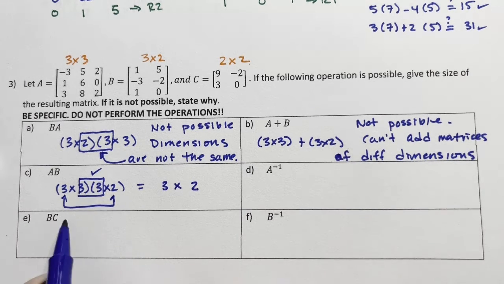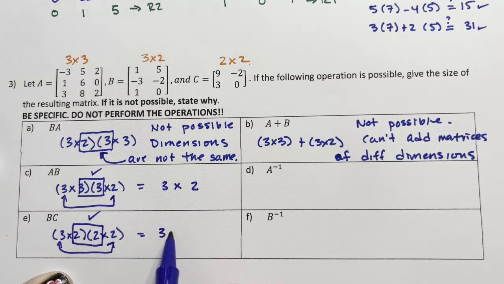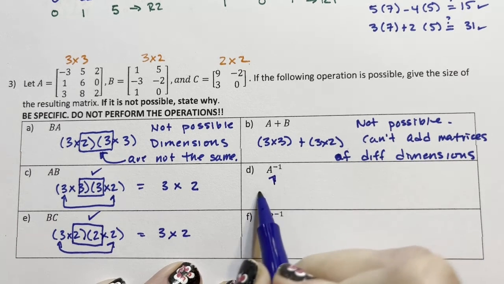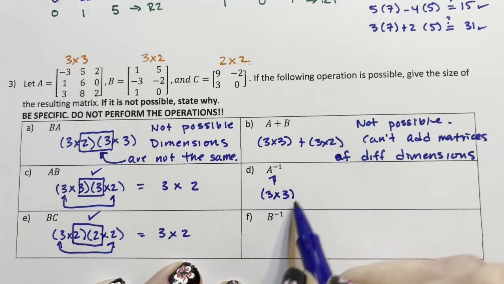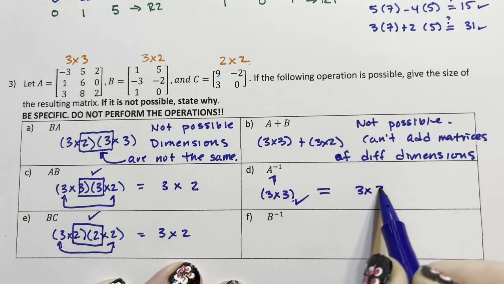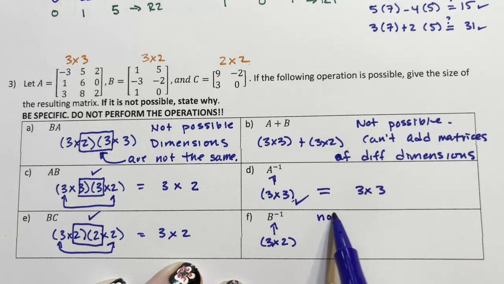So if we go down here to finish our multiplication, B is a 3 by 2, C is a 2 by 2. Again, here we go. These are the same, so it checks out. And the answer is once again a 3 by 2. All right, now let's go to these inverses. A is a 3 by 3, so this checks out, and the resulting matrix is a 3 by 3. B is a 3 by 2. This is not possible.